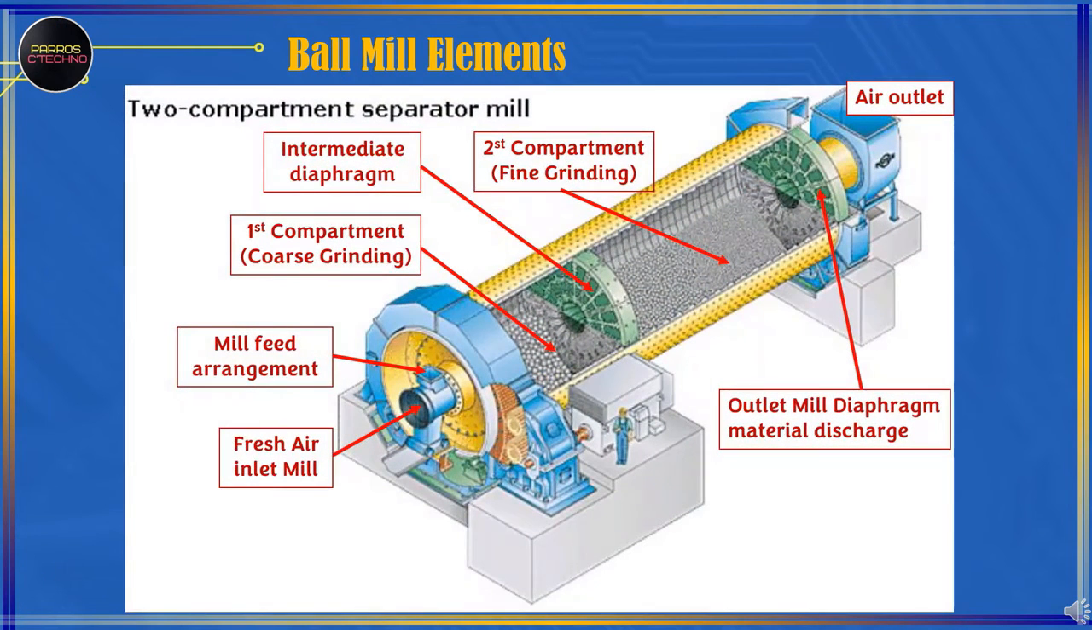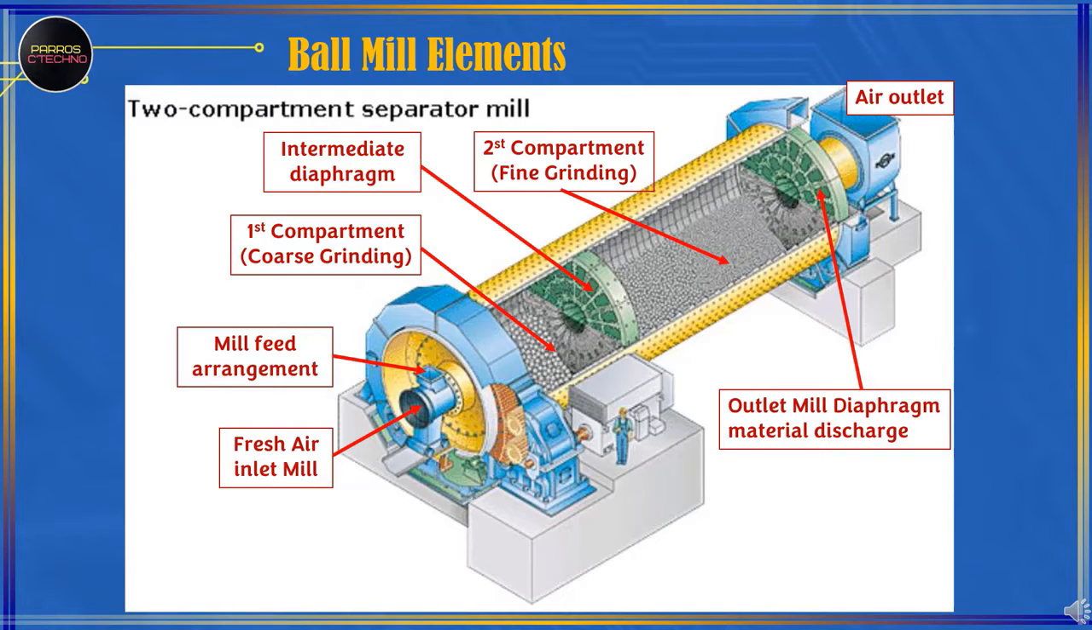This is a picture of a ball mill element. Compartment 1 is filled with large steel balls for coarse milling. Compartment 2 is filled with smaller steel balls for fine grinding. The intermediate diaphragm is a barrier so that large steel balls do not mix with small steel balls.